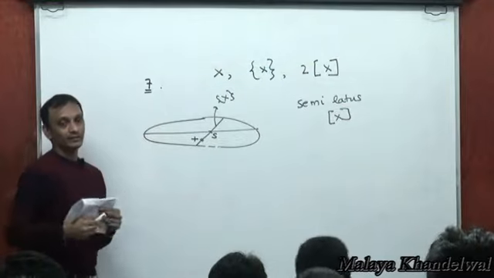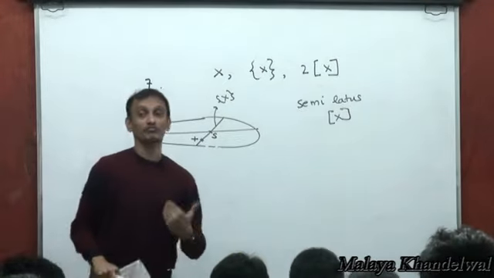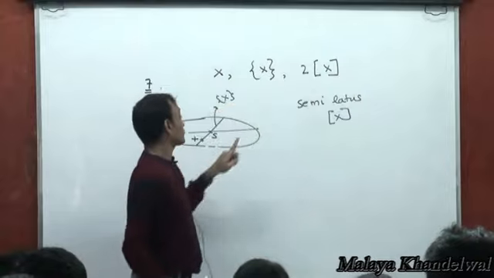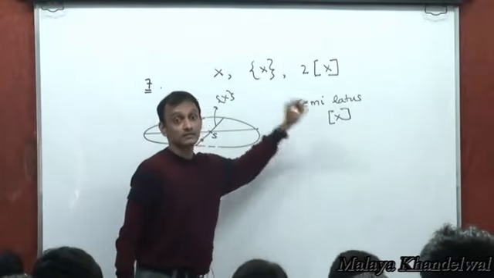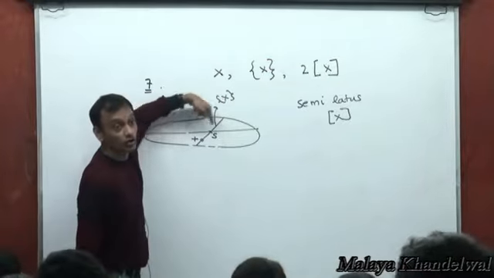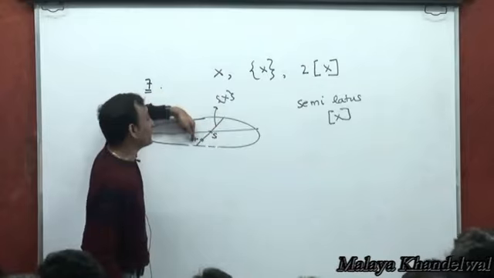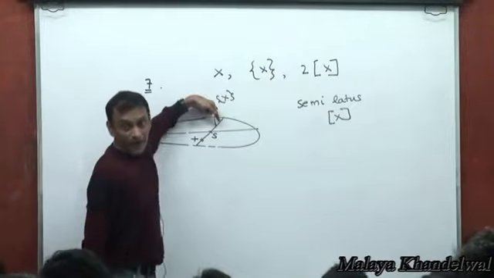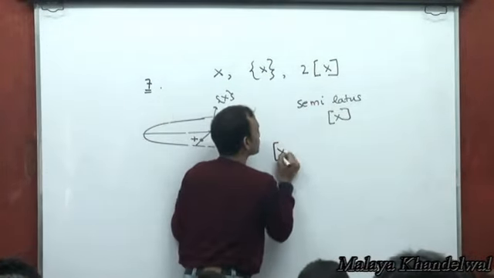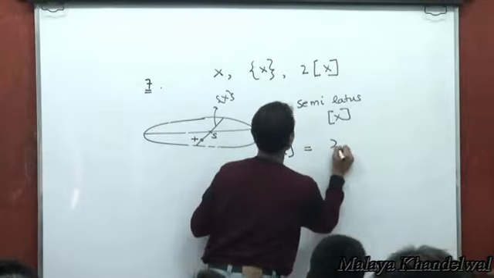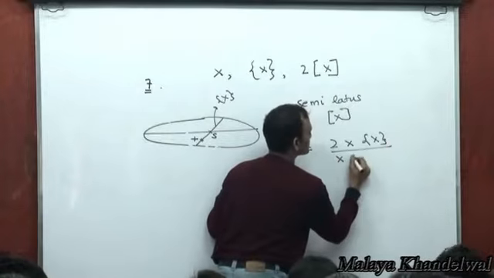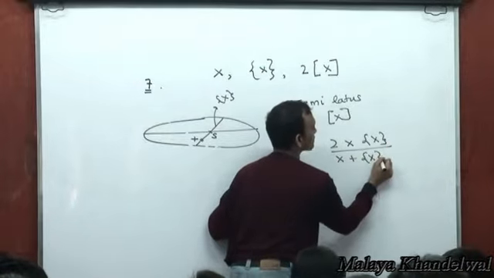Now, recall one of the properties of an ellipse. X, the fractional part of x, and box of x. In fact, box of x is the harmonic mean between x and the fractional part of x. Yes or no? You recall this property? So, box of x is twice x into the fractional part of x divided by x plus the fractional part of x.